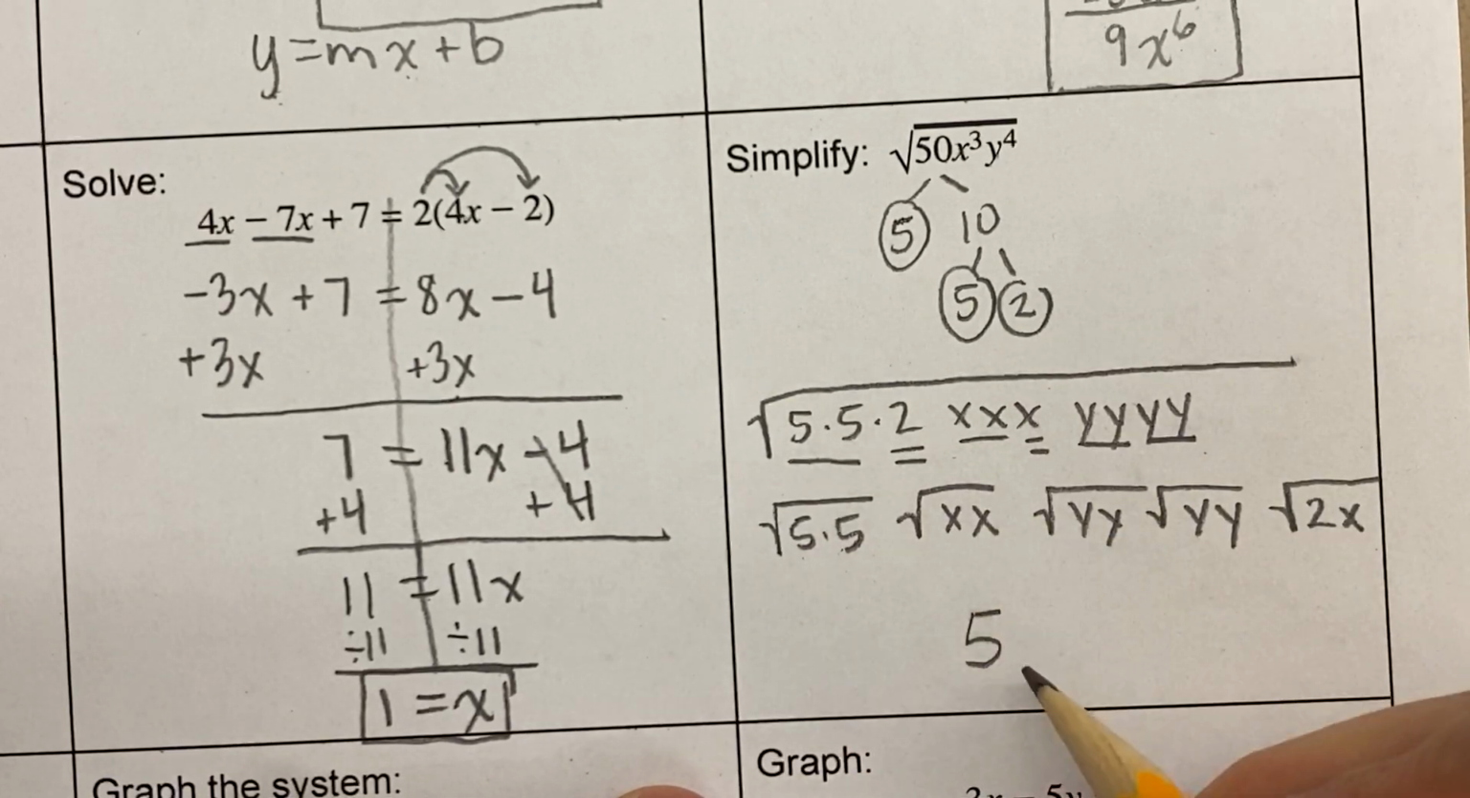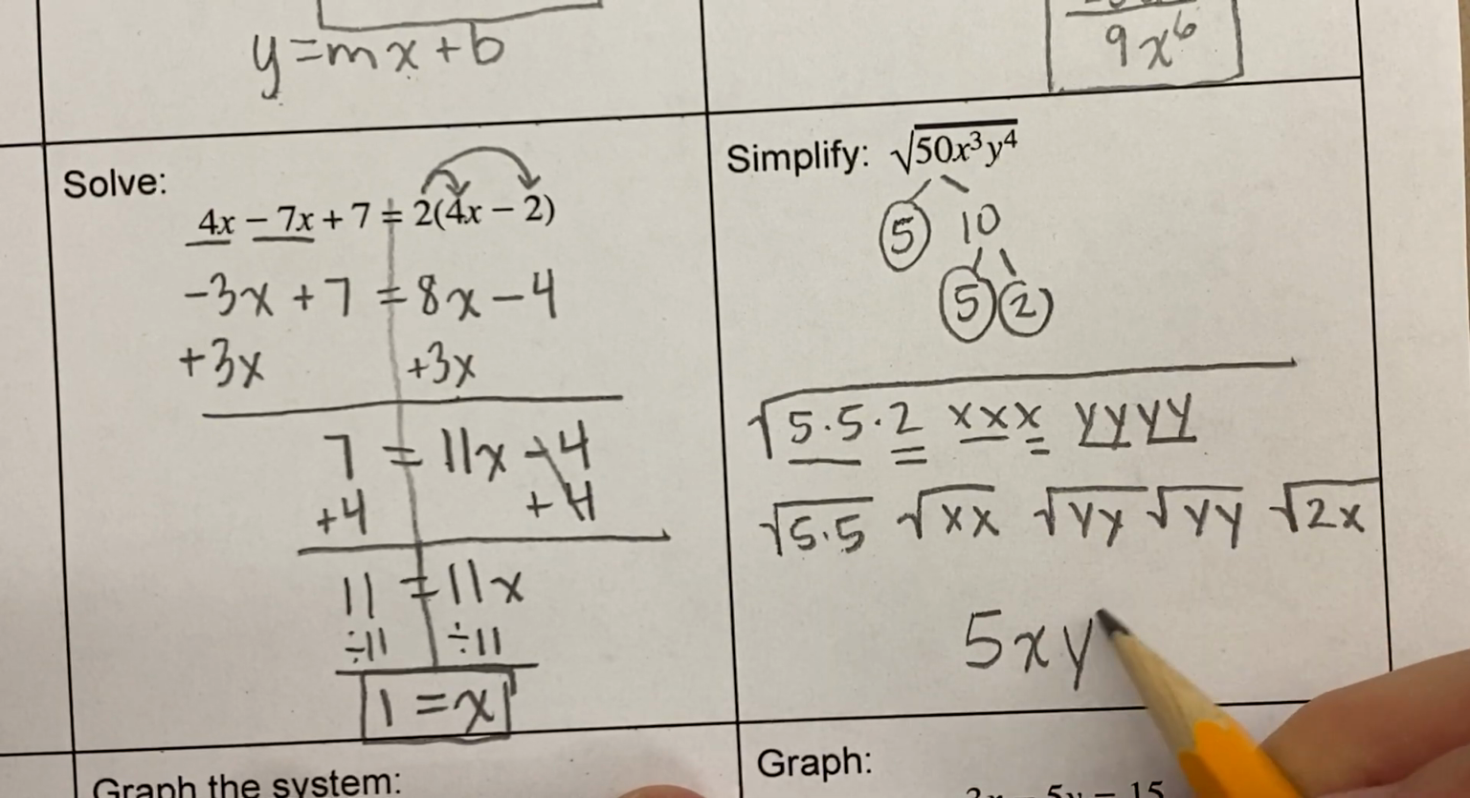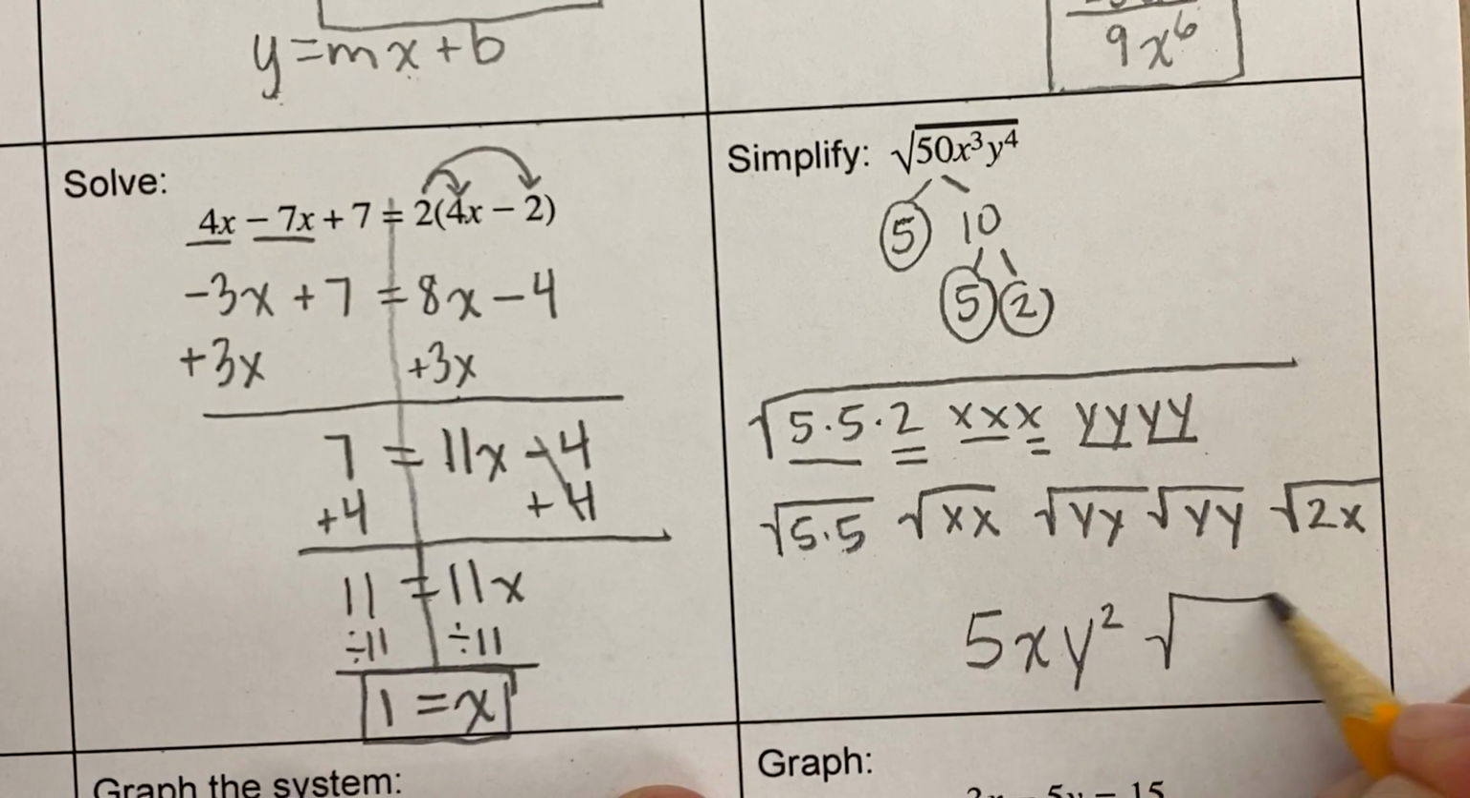Same deal with the x. The double x becomes an x. The double y becomes a y. This becomes another y, so I write it like this. And this doesn't simplify because we don't have any doubles in there.